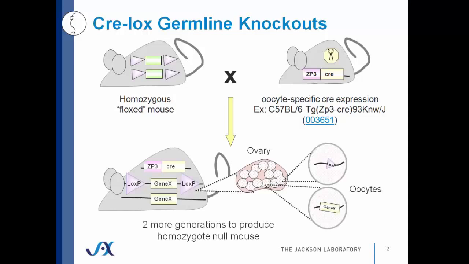Cross those mice to generate mice that are now het for the floxed allele and the wild type allele and carry the Cre. Then what's going to happen in the ovary as the oocytes develop, the Cre is expressed and can recombine and create the knockout. And then those females will pass along a mix of wild type and the recombined allele. You will still need a couple more generations from this point to actually produce a homozygous null mouse.